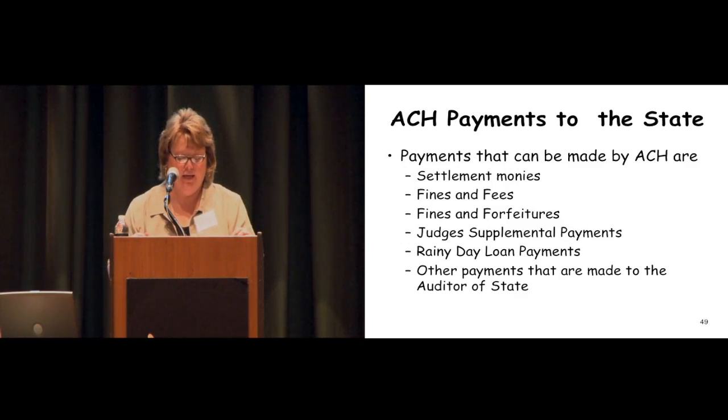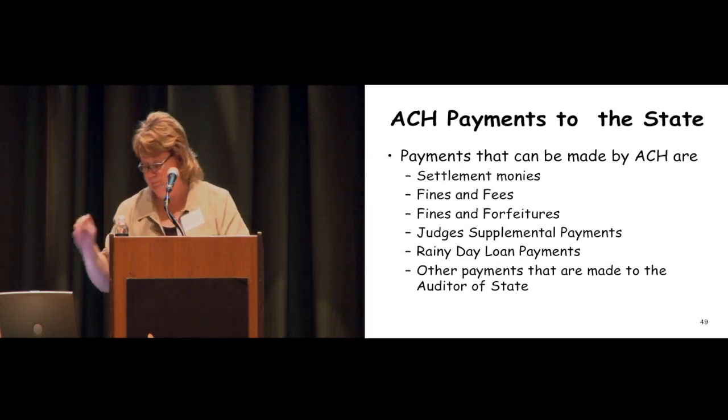The payments that can be made to the state via ACH are settlement monies, fines and fees, fines and forfeitures, judges' supplemental payments, rainy day loan payments, and other payments that are made to the Auditor of State.